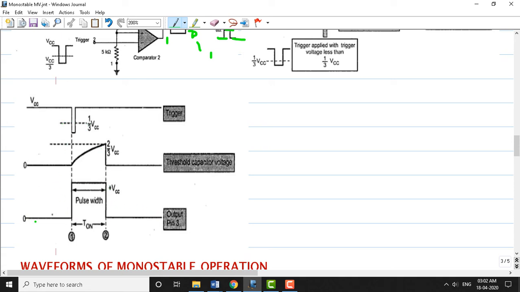The last waveform shows the output at pin number 3, and usually the output stays at low. This is our stable state.